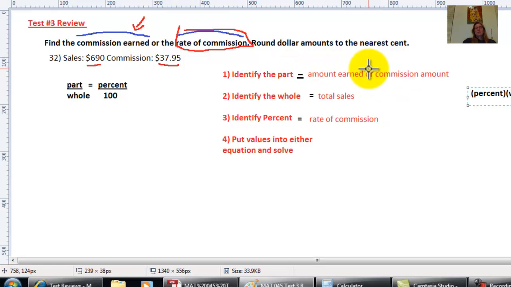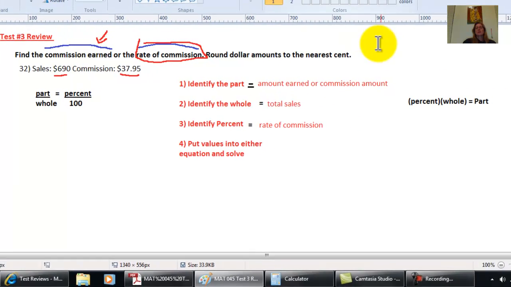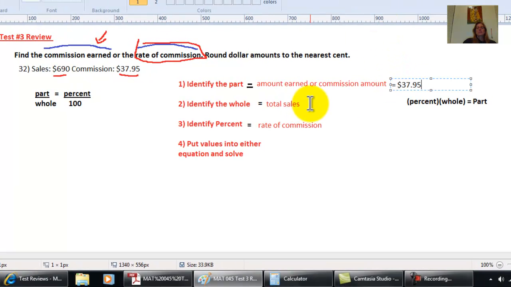So the amount earned or commission amount is given, and that is commission, $37.95. Total sales is also just given, sales, $690. So leave that. And then the rate of commission is what we're looking for. So that's X. So we have these three numbers, and we have two equations we can use. We can use this equation or this equation.